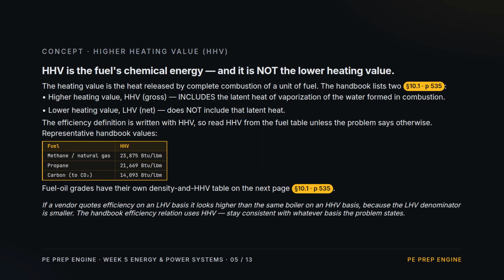Higher heating value is the fuel's chemical energy per unit mass, the heat from complete combustion. The Handbook lists 2. The higher value includes the latent heat of the water formed in combustion. The lower value does not. The efficiency definition uses the higher value, so read HHV from the fuel table. Methane is about 24,000 BTU per pound. Propane a bit less. Fuel oils have their own table on the next page. One caution: efficiency quoted on a lower heating value basis looks higher because the denominator is smaller.